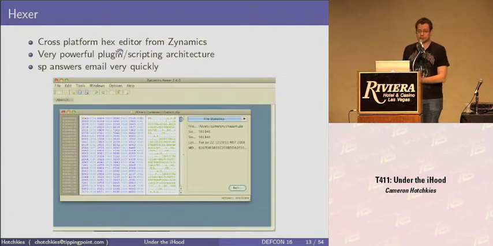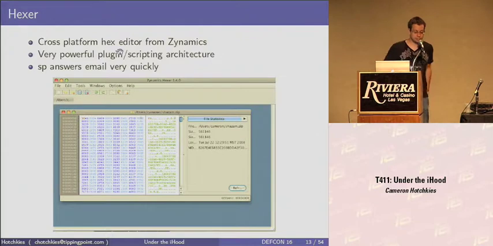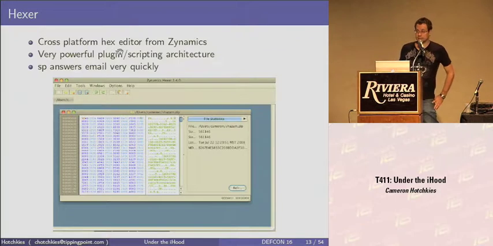Hexer is one that's written by Zynamics, formerly Sabre, the same guys who did BinDiff. SP threw this together, and it's a fairly nice hex editor for OS X. It has a pretty solid architecture for building plugins and scripts. If you've used 010 Editor on Windows, you can build very similar structures in either Ruby, Java, and Python, I believe, in the scripting architecture for Hexer. And if you ever have a question or a bug report, SP will probably answer you by the end of the day.